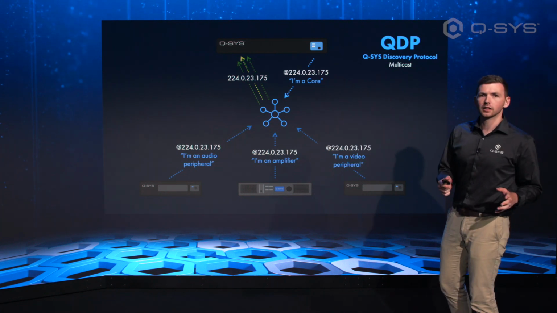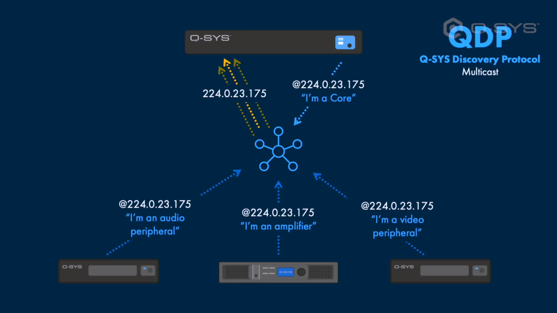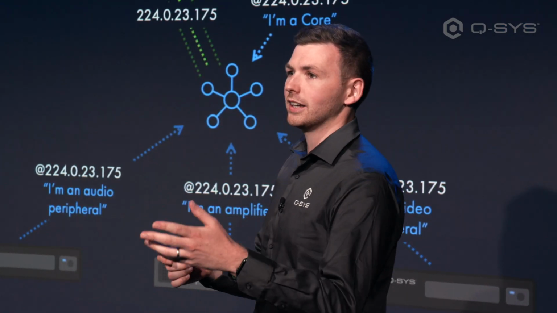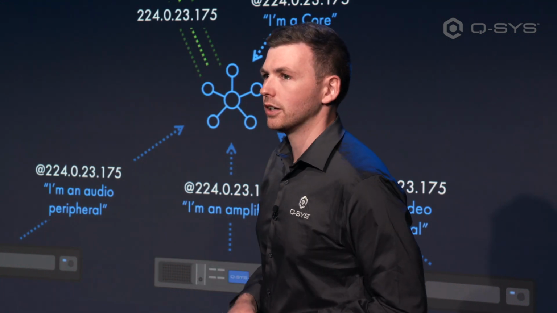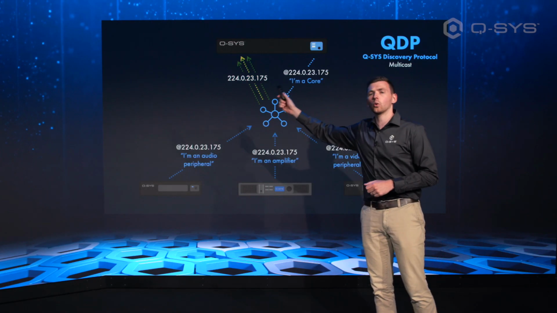All of the devices are going to speak to this multicast IP address, 224.0.23.175. Don't worry, you don't need to remember that. I don't remember it. I just read it off the slide. It's all going to be shared in the documentation that you'll get at the end of the training. But essentially, all the devices go onto that address, and then your Q-SYS core brings all of that off.